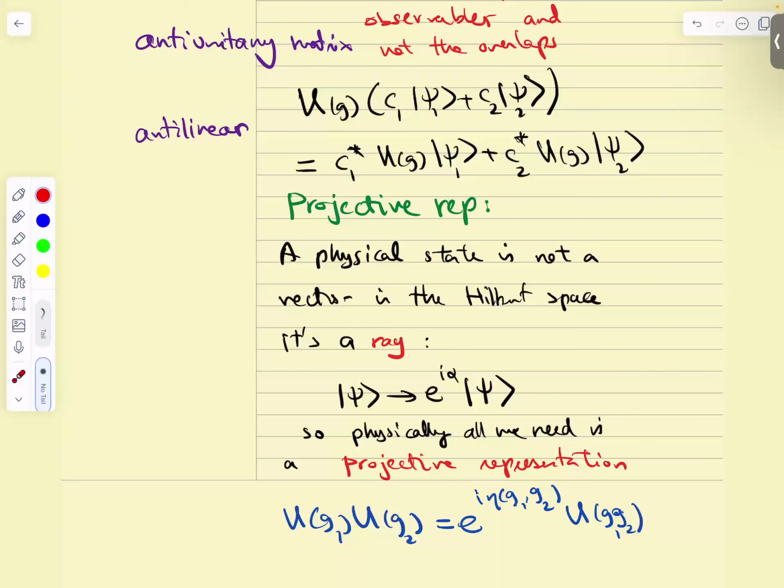For physicists, it's pretty clear why we study it, right? Because vectors in Hilbert space are rays. The overall phase is unphysical. Let's wait for this to sink in.